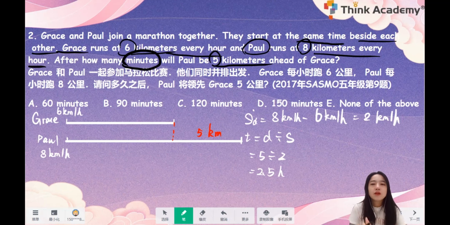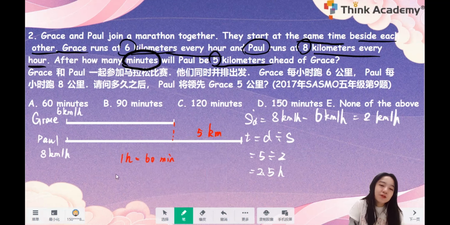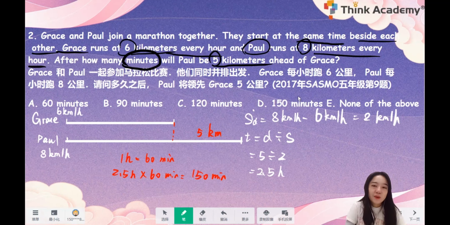But the question wants us to describe the time in minutes. So everybody knows an hour equals 60 minutes. To convert 2.5 hours, we need to multiply by 60 minutes. It is equal to 150 minutes. That's it. So D is the correct option.